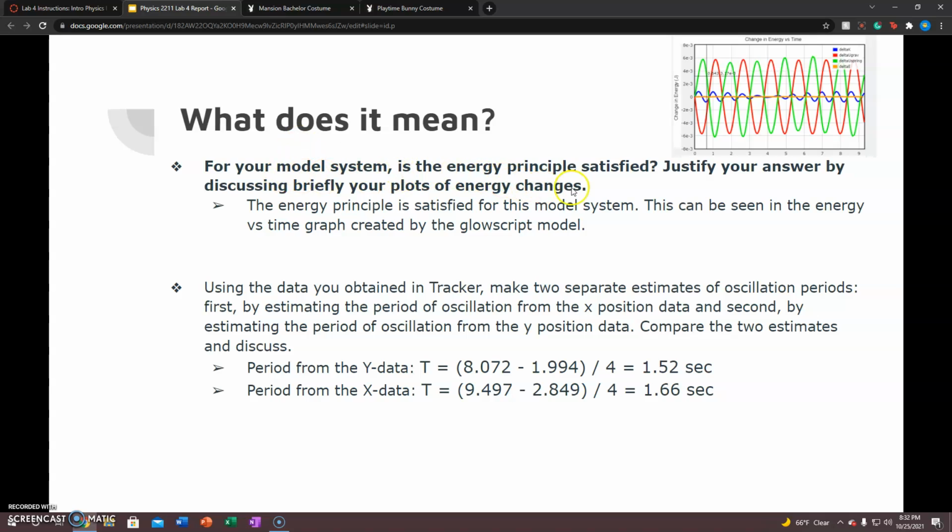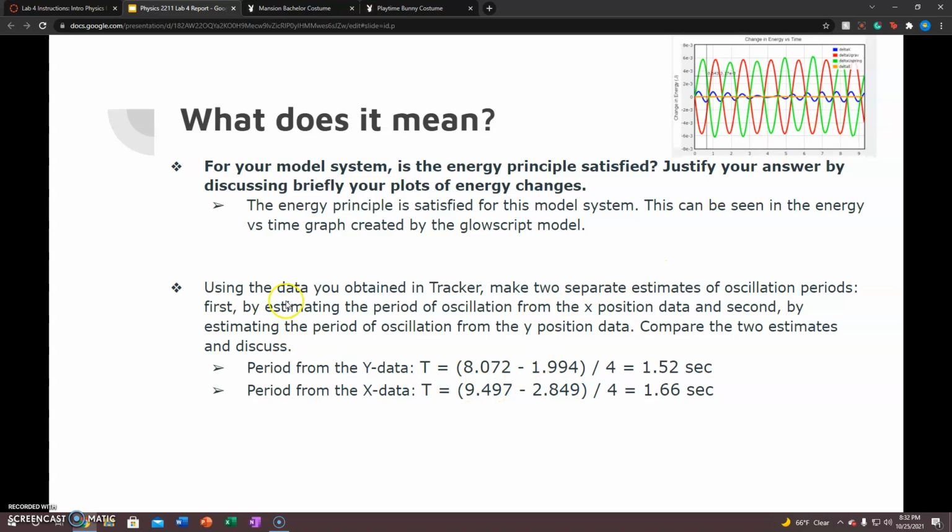So what does it mean? Is the energy principle satisfied? As you can see from this graph, the energy principle is satisfied, and this is because the change in energy is 0, which is what the principle states it will be, since there are no external forces being implemented; it's only the system in context here.